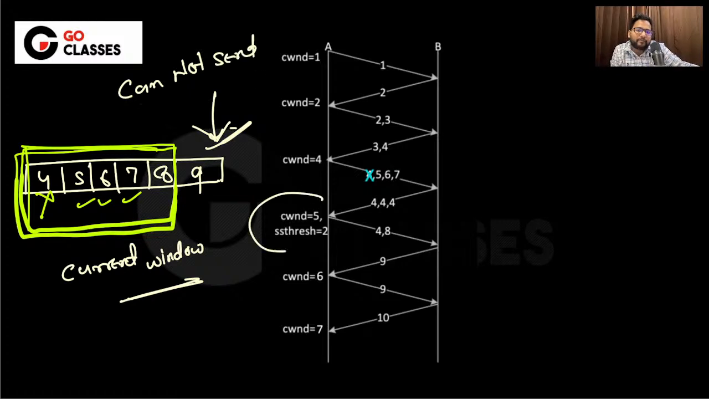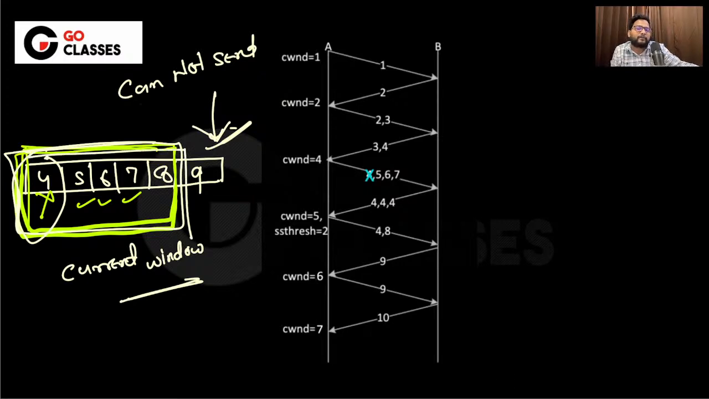At this point in time, even though the congestion window is 5, some people are asking, why are we not sending 9 also? Let's just send 9. No, you can't just send. You have to follow the protocol, right? The window is currently on this. Window is 5, 4 is not sent, so you can only accommodate 8. You cannot accommodate 9. So 4 and 8 will be sent.